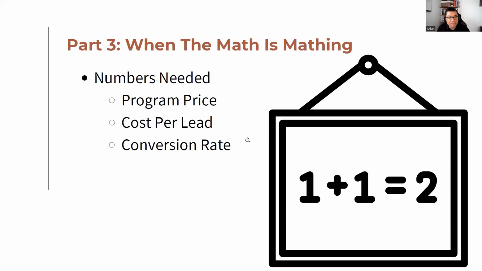So we ran some numbers. And like I mentioned, what you need to run the numbers is the program price. We need to know what the program price is going to be, our cost per lead, and also our conversion rate. Like I said, if you don't have a cost per lead, you can use an average. I say about $10 is a great place to start. But once you start running ads, you start seeing what you're converting at. Now, if your cost per lead is up there, let's say it's $30, right?